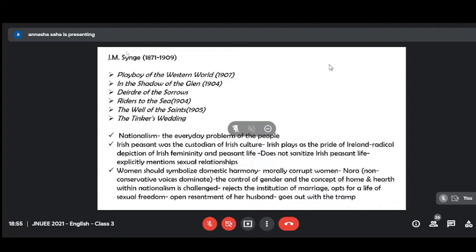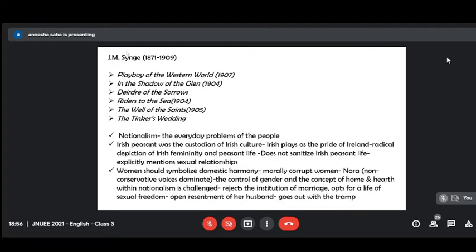The other plays that he writes, of course, are Deirdre of the Sorrows, Riders to the Sea, a very, very famous play again. Everyone, I think, has read it, at least in their undergrad. And then we have The Tinker's Wedding and The Well of the Saints. Now, these remaining four plays, you could actually read them up. They're pretty important. But I would be basically talking about the first two plays.